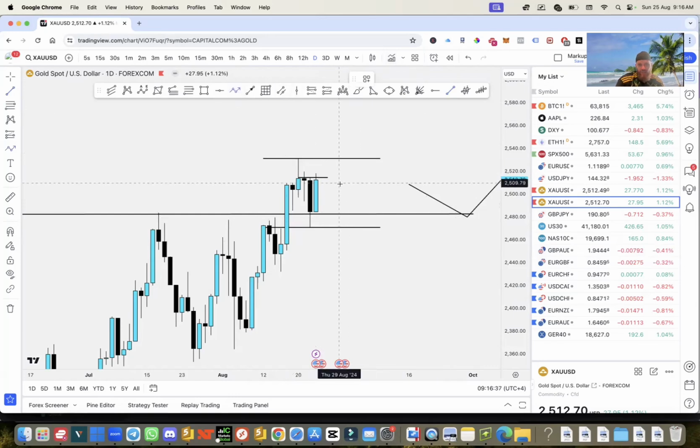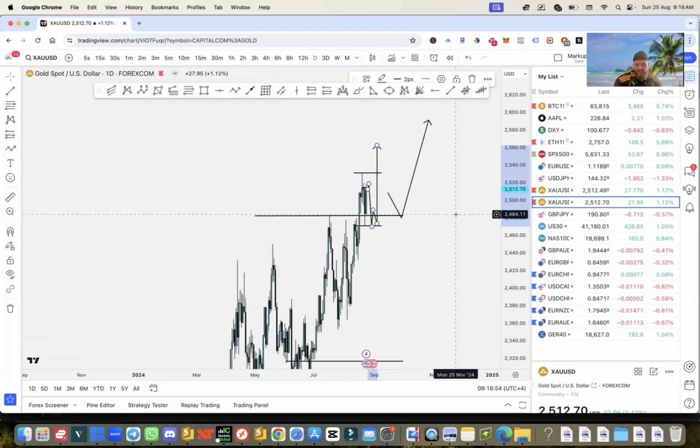So I want to see price open up, take liquidity from here, because we've got a little range here now. Take liquidity from here, this high, so open up a little bit bullish, take some liquidity, and then come down into our zone here, where I then want to see them buys that we spoke about on the higher time frame.